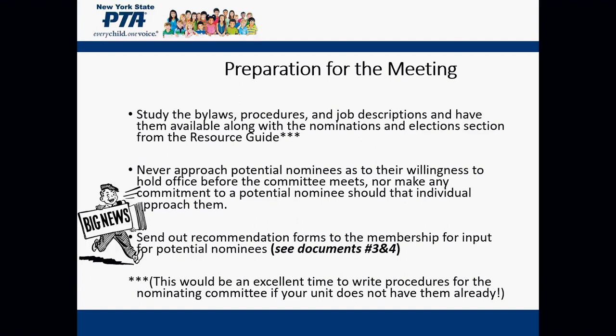You can send out recommendation forms to the membership for input for potential nominees. And so I have 2 documents there on the web, documents 3 and 4. Document 3 refers to a letter to the membership. It's just a generic letter, telling when the election meeting is, where to send your forms. And then document 4 is just a typical recommendation form. You would put the name of each office and then the person's name and qualifications, and that should be sent back to the chair of the nominating committee, and then it's only opened on the day of the nominating committee meeting.